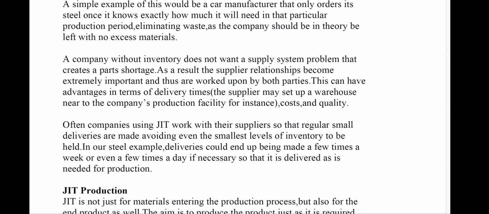This can have advantages in terms of delivery times. The supplier may set up a warehouse near to the company's production facility, for instance, cost and quality. Now, what most companies do is that they do what we call forward integration. They try to acquire such suppliers, or backward integration, right? Where they try to acquire the supplier, or forward integration, where they acquire the customer so that they can have definite measures of the finished goods or raw materials they're buying. So often, companies using just-in-time systems work with their suppliers so that regular small deliveries are made, avoiding even the smallest level of inventory to be held.